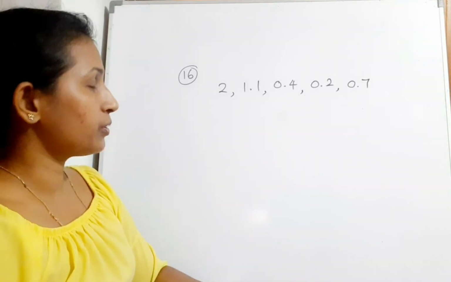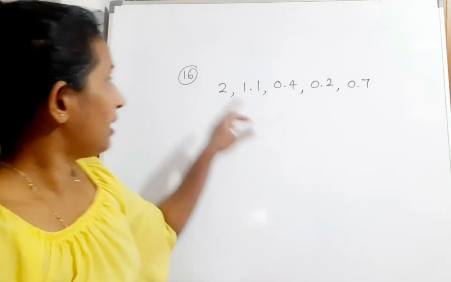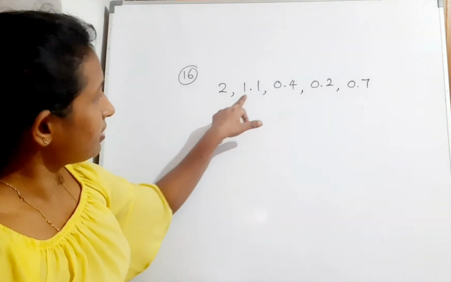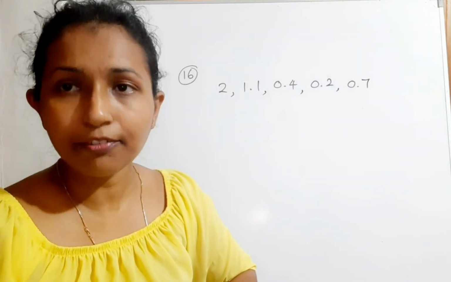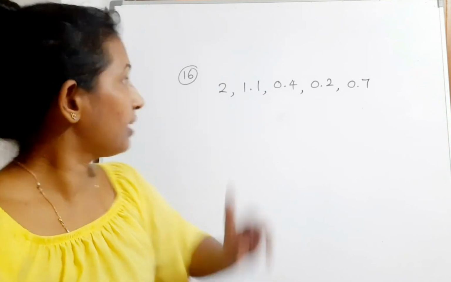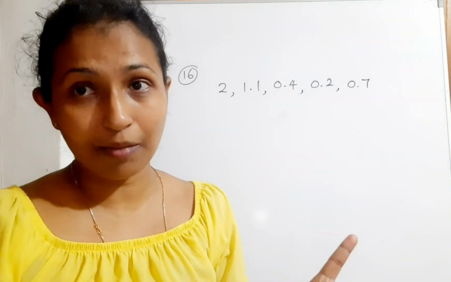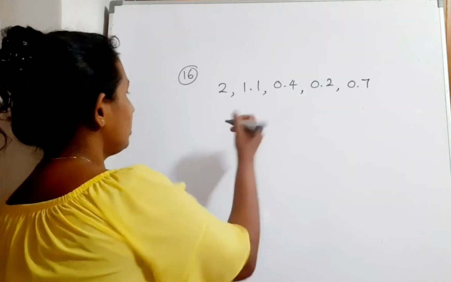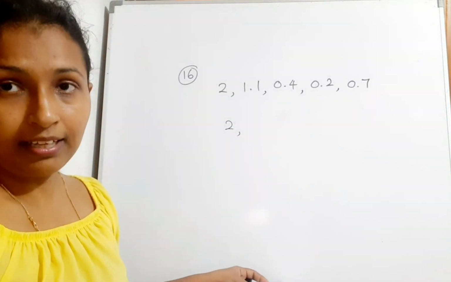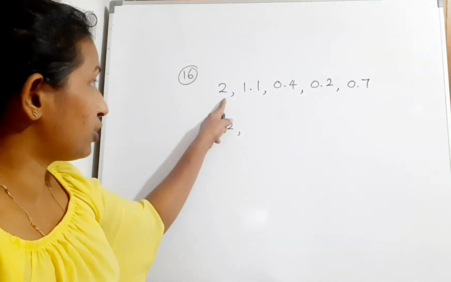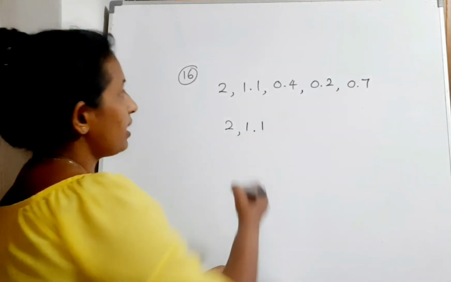So you have to compare the ones place first. Here the ones place is 2. Here 1, 0, 0, 0. First of all, you have to compare the ones place digit. 2, 1, 0, 0, 0 means 2 is the largest number. So easily you can write down 2 first. Then what is the largest digit of the ones place? After 2, then the 1. So you can easily write 1.1.